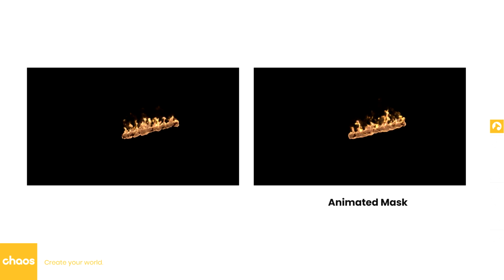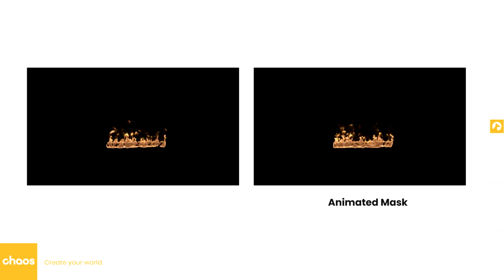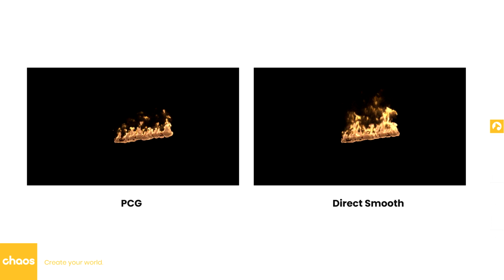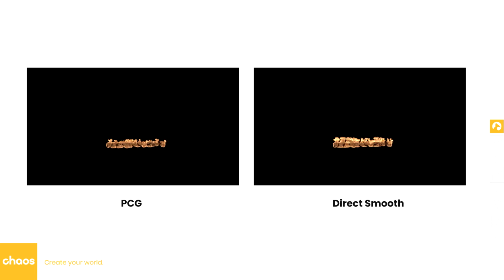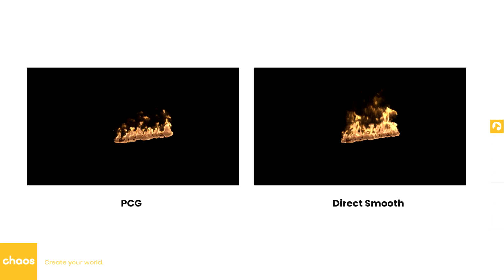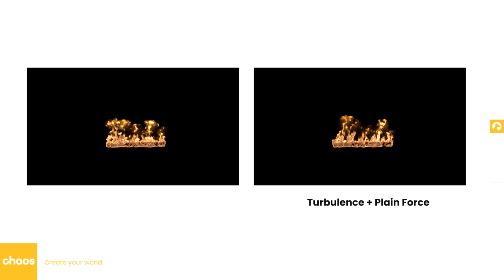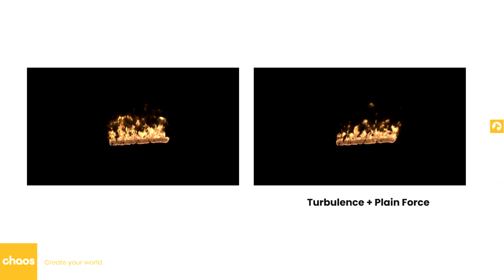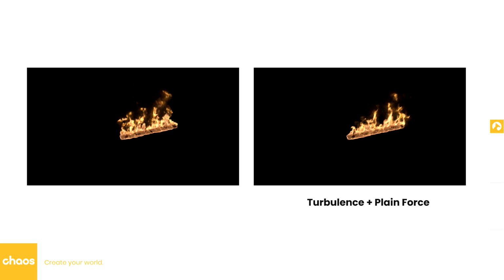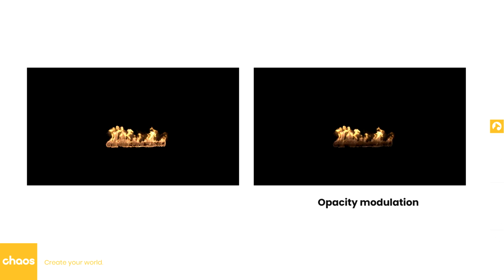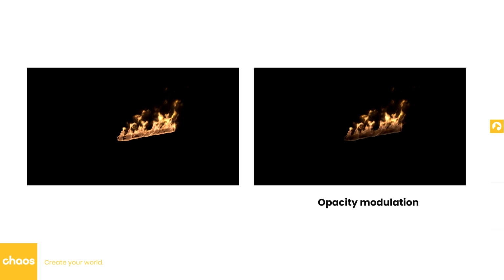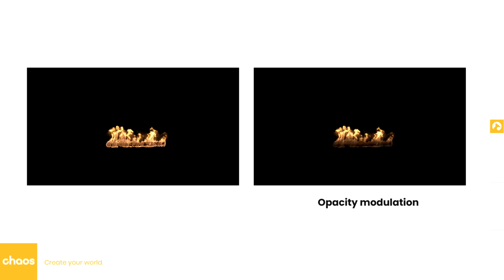To make the fire more interesting, we animate the X, Y, and Z offsets of the noise map as a mask, so the fire won't emit from the same spot all the time. In the dynamic settings of the simulator, the default conservation method is set to PCG. However, in this case, it seems to produce better results when I switch it to direct smooth. In addition, I also added a Phoenix turbulence and a plane force in the scene to introduce some randomness, and the fire at the base looks too sharp. To smooth it, we can add a V-Ray distance texture to modulate the fire's opacity and reduce the issue. Now our fire is really taking shape, isn't it?